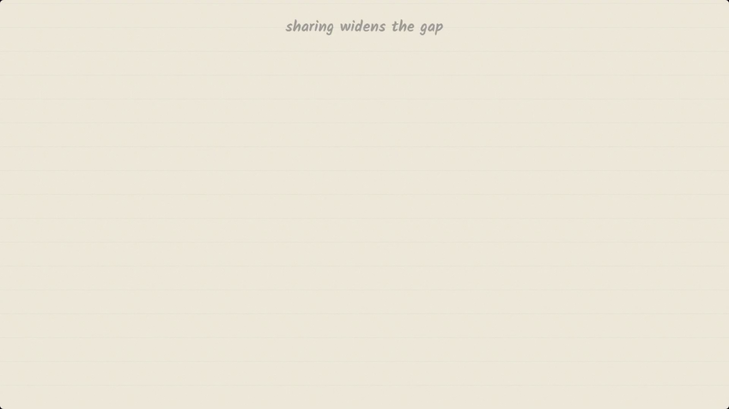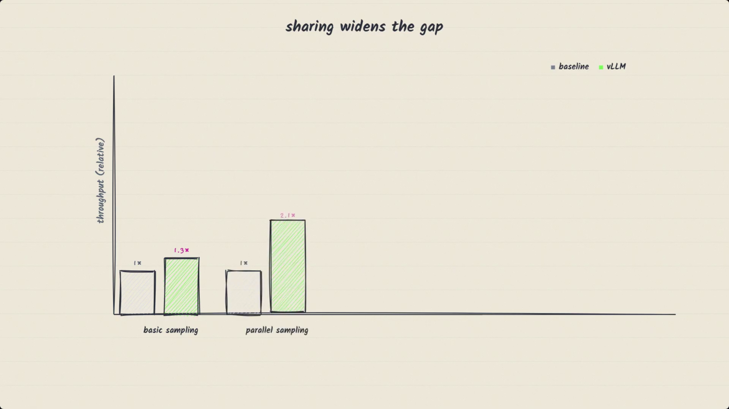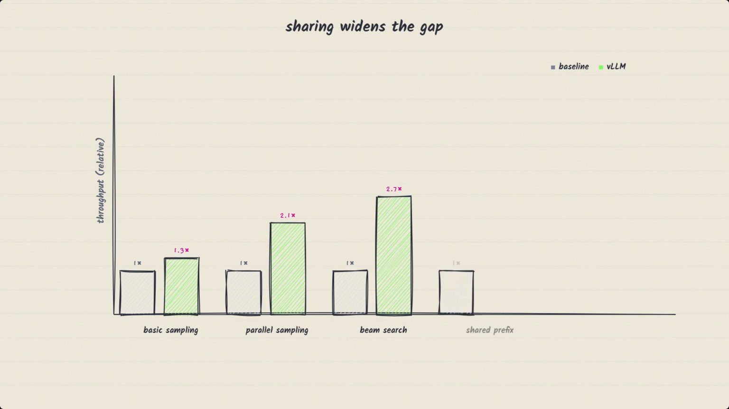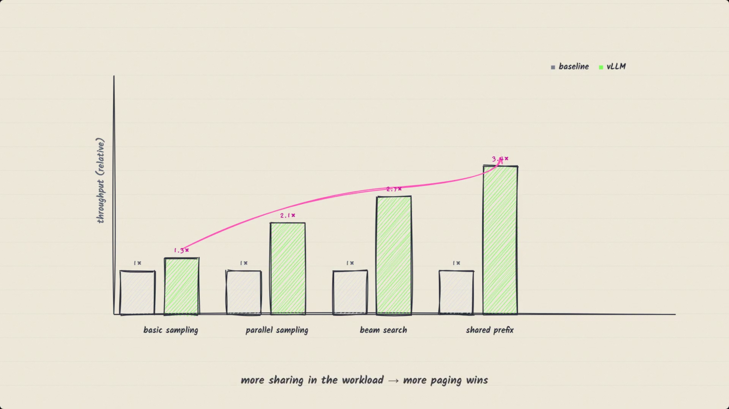And the sharing scenarios widen the gap further. Parallel sampling and beam search are precisely where the old systems duplicate KV cache they never needed to. So they're precisely where vLLM's copy-on-write pays off most. And the throughput advantage grows as you ask for more samples per prompt or wider beams. A heavy shared system prompt tells the same story. The rule of thumb: the more sharing a workload contains, the more paging wins, because vLLM is the only one of them that can actually exploit it.